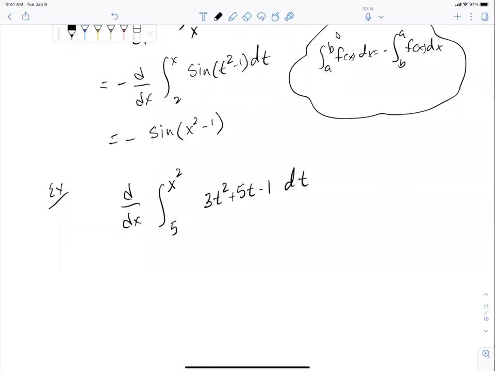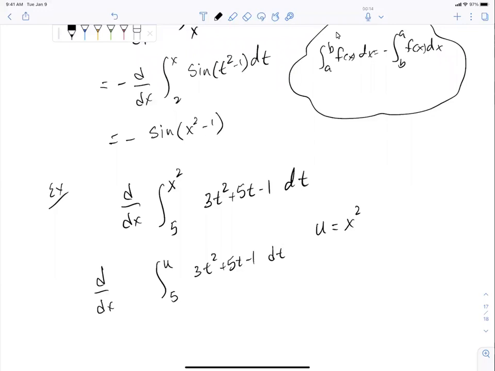What I'm going to do is what you would do in any algebra class or math class. If you see something that doesn't look friendly, but you know the process for a simpler form, usually we introduce a substitution. Let u be x squared. There's nothing wrong with that. You can always do that. So you have d dx of the integral from 5 to u of 3t squared plus 5t minus 1 dt, where instead of x squared, I put u.